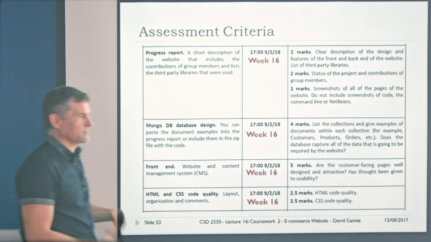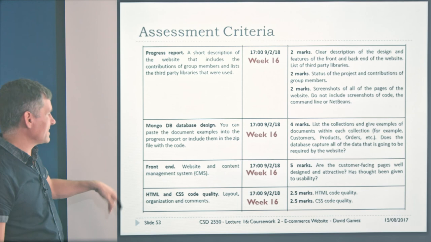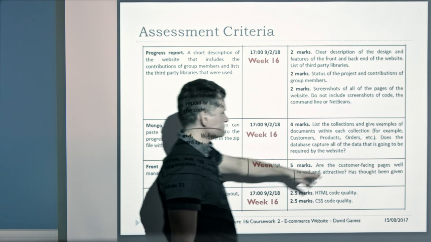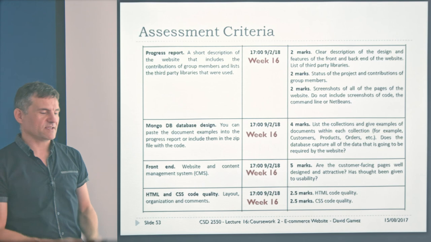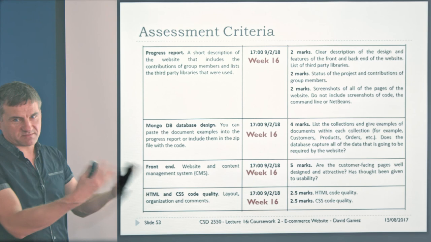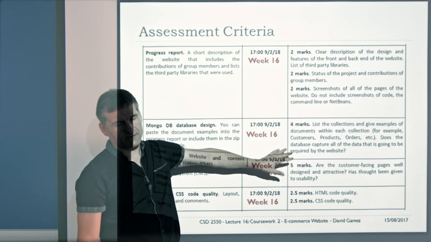Then you're going to submit the front end of the website, the code for that, as well as the front end of the content management system. And we're going to give you marks based upon attractiveness and usability. So obviously, if it's an easy-to-use website and content management system, then you're going to get the 5 marks, as well as the marks for attractiveness. So we're going to make a rough judgment on how good it looks and how easy it is to use. And then code quality.